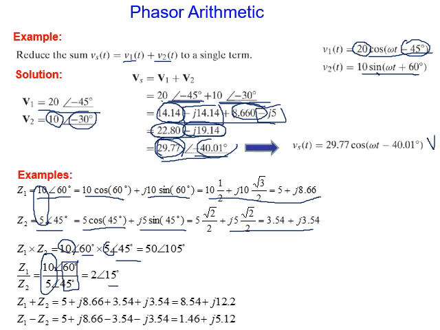You see? For addition, no, we cannot add polar. We need to convert into Cartesian and then add. How do we add? Real with real, example here, real with real, imaginary with imaginary. You see here? And the same thing for the second one.